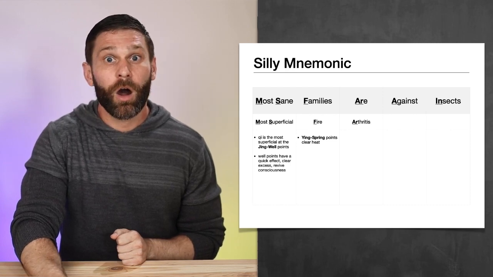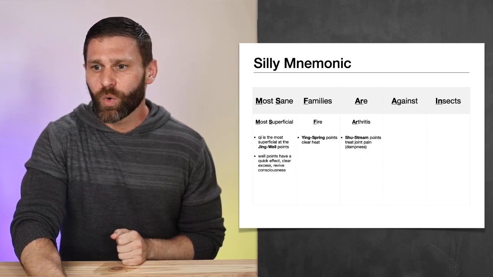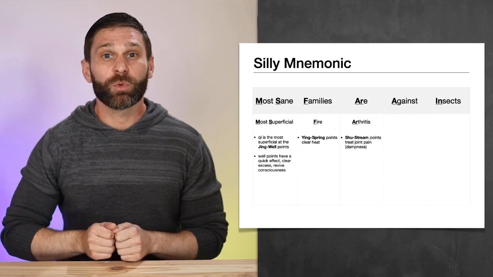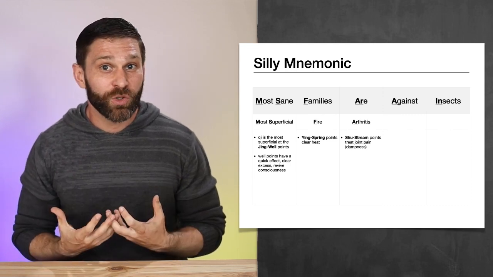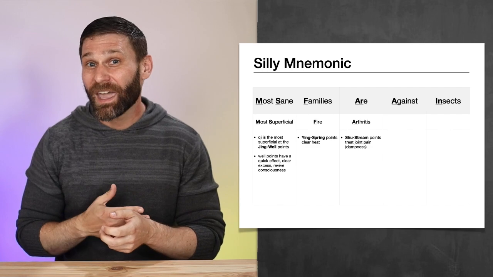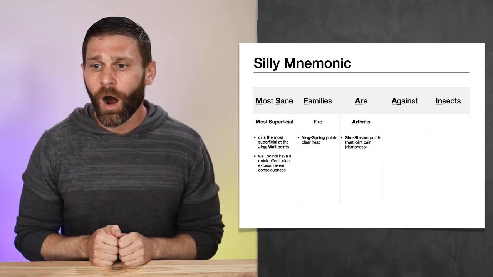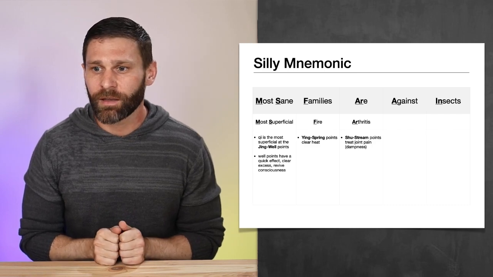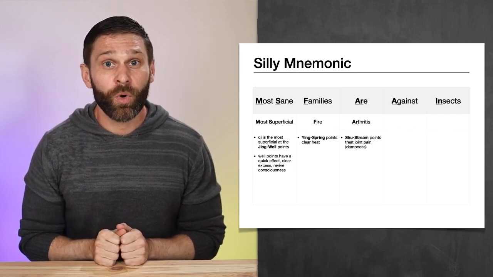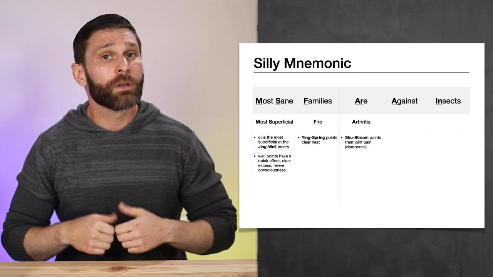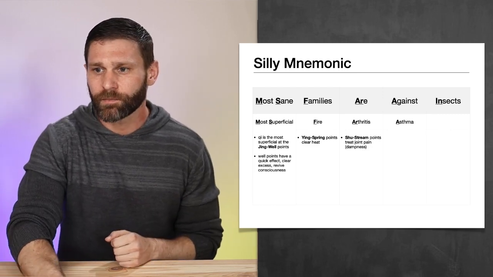R means arthritis. So when we get to the Shu-stream points, remember we said they're good for pain in the joints or heaviness in the body. Pain in the joints is like Bi syndrome. We kind of say that's like arthritis. So R can remind you of arthritis, and that can maybe help you remember that Shu-stream points treat pain in the joints, but also heaviness in the body.